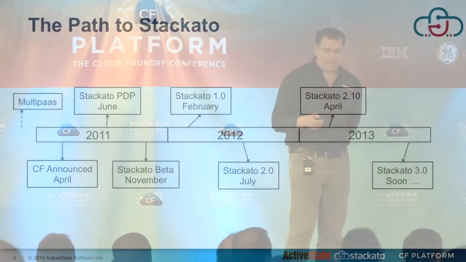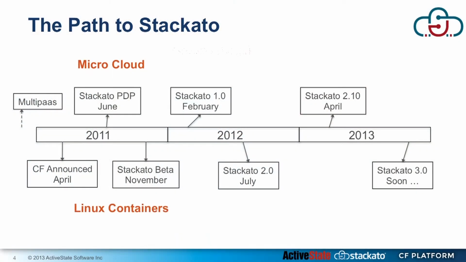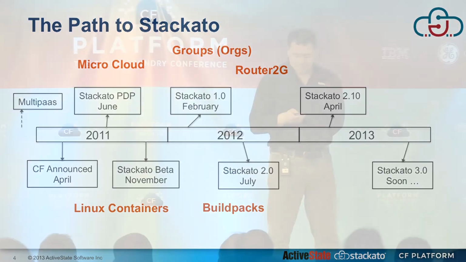But first, there's a lot of features, and I want to show a few of these. You might recognize them as we talk about them in CFv2. Well, they all were first seen in Stackato. So microcloud, Linux containers, that was way back in 2011 for us. Groups, now called orgs in CFv2. So we like to, affectionately, think that V2 is kind of like Stackato V1.